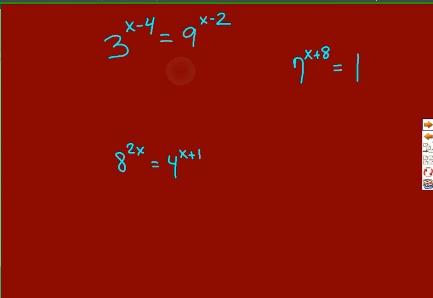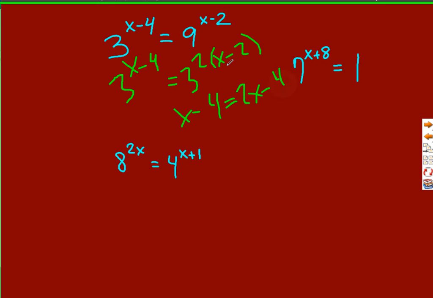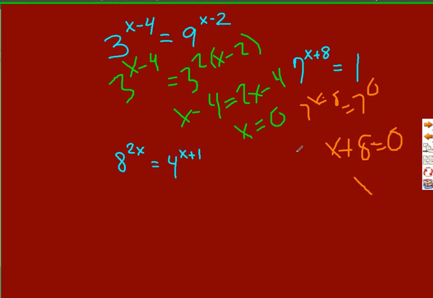Alright, this first one, we have 3 is going to be your common base. So the first one stayed the same. 3 squared times x minus 2. So that means you have x minus 4 is equal to 2x minus 4. So it looks like you're going to get x equaling 0 for that problem. Pretty easy. This one on the right is kind of like the one that we just did, where you have to write this right-hand side as x to the 0th. So x plus 8 is going to equal 0 as a result. And that means x is just going to equal negative 8 for your answer.